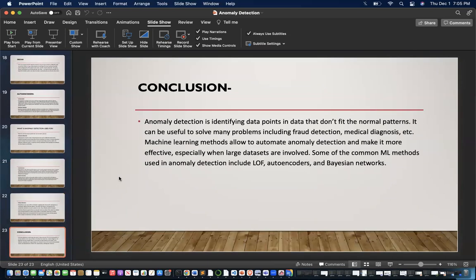Summarizing the topic, the conclusion is: anomaly detection is identifying data points in data that don't fit the normal patterns. It can be useful to solve many problems, including fraud detection, medical diagnosis, etc. Machine learning methods allow us to automate anomaly detection and make it more effective, especially when large datasets are involved. Some of the common ML methods used in anomaly detection include LOF, autoencoders, and Bayesian networks.